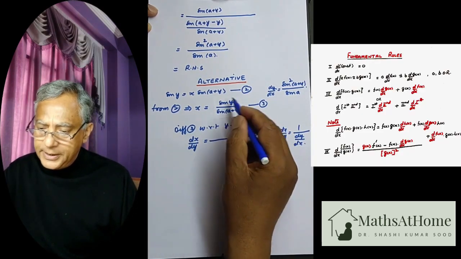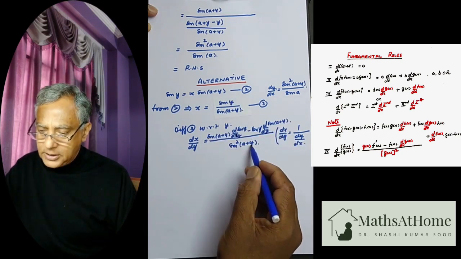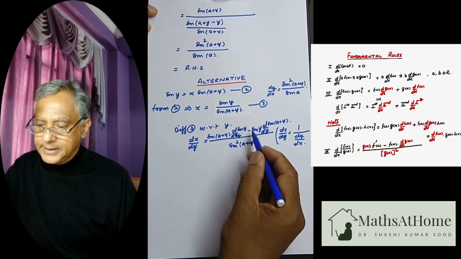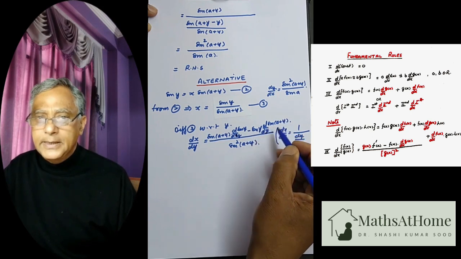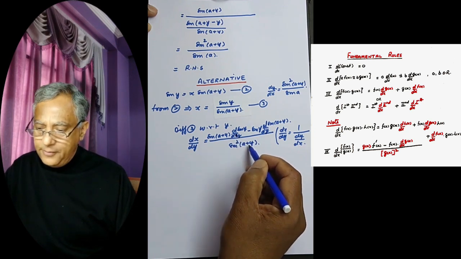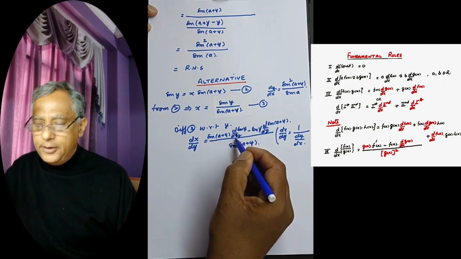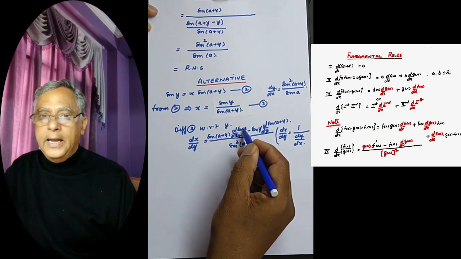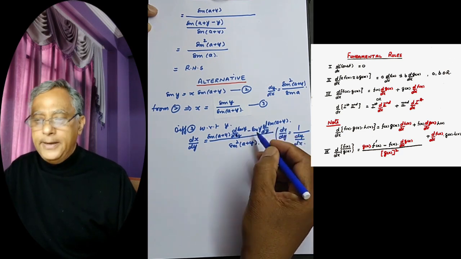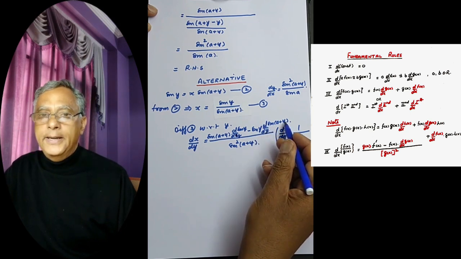Now here we have to differentiate this, so we will use the quotient rule: 1 over g(x) whole square into g(x) into differentiation of f, f dash x, minus f(x) into g dash x. Since we are differentiating with respect to y, it will be g(y) whole square into g(y) into d by dy of f(y) minus f(y) into d by dy of g(y).